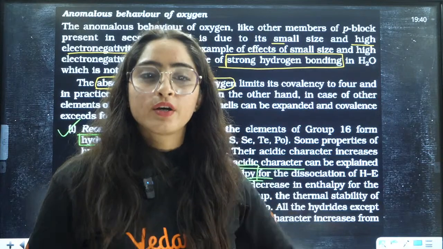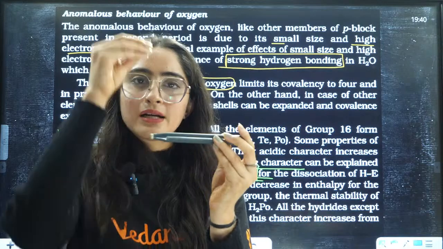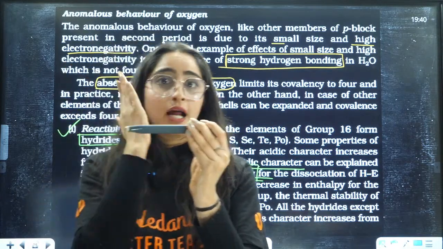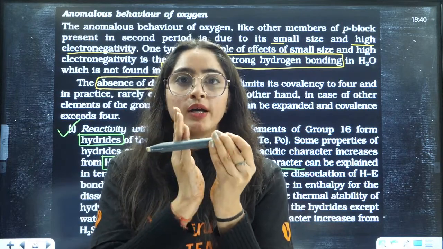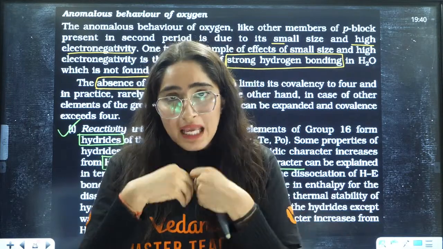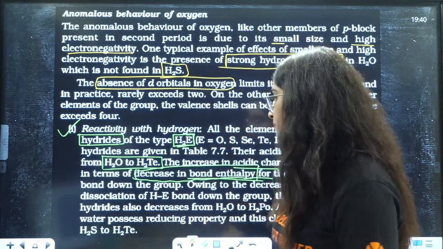Why? Because this is hydrogen, this is oxygen. This is hydrogen, this is that element. Down the group size of this element is increasing, bond length is increasing. That means bond enthalpy is decreasing. It is easy to break this bond. More easy to break this bond, more acidic it will be. More easily it can give H positive, right? So that will be the reducing power, right?